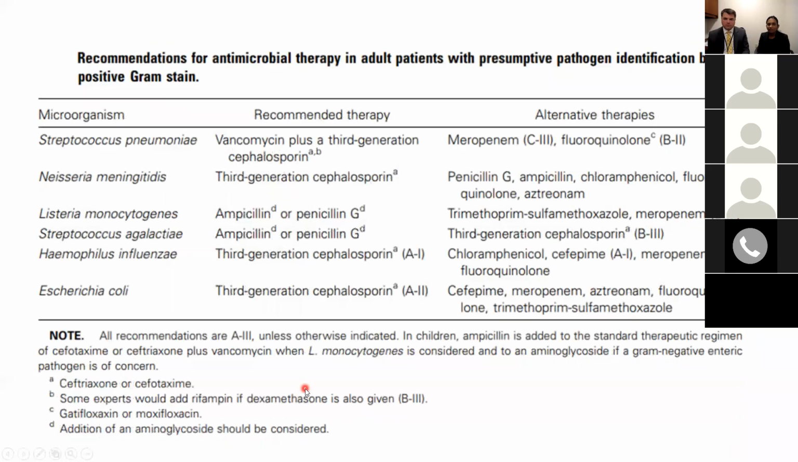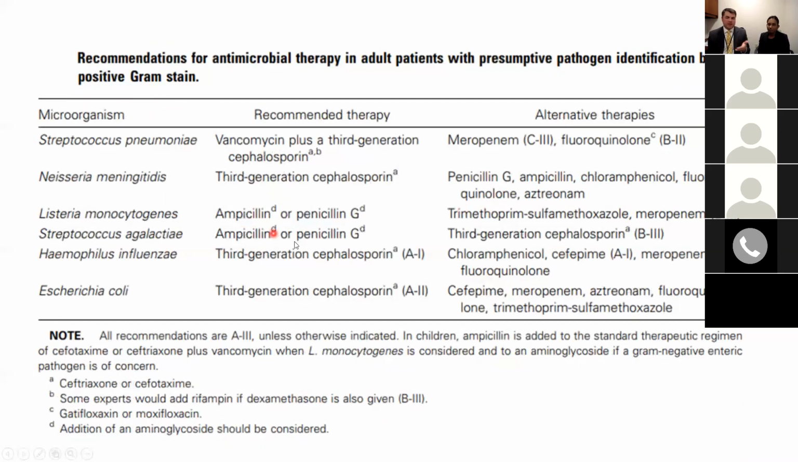And this slide is pretty much like the slide earlier. It just gives you guys the recommended therapy. For strep pneumo, you have to do Vanco with ceftriaxone. For Neisseria, once you know, a 3rd generation cephalosporin like ceftriaxone is fine. Listeria, you want to do ampicillin.